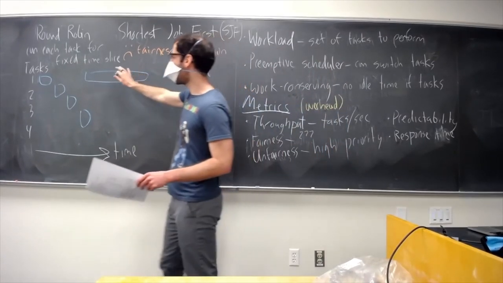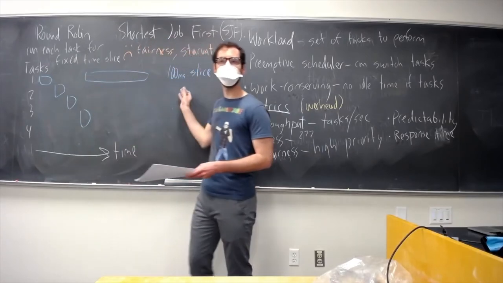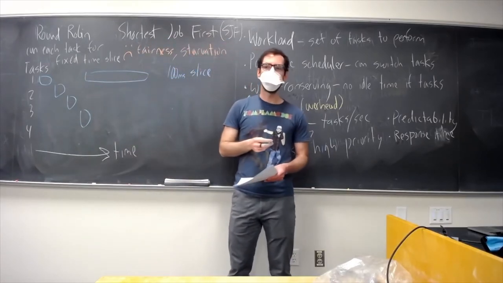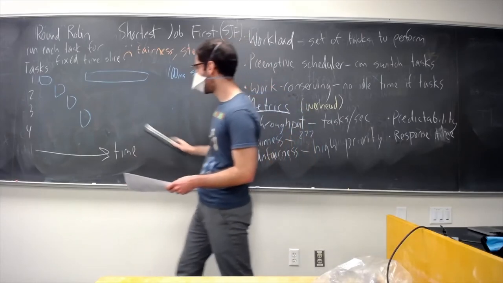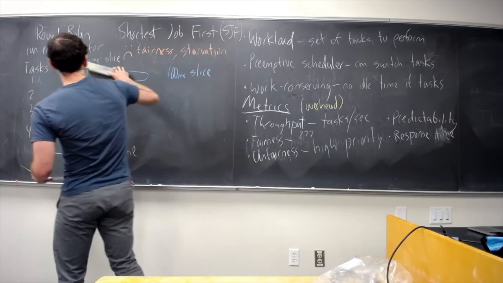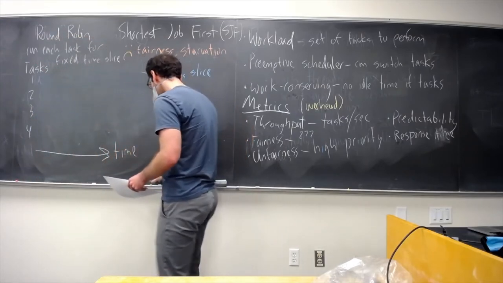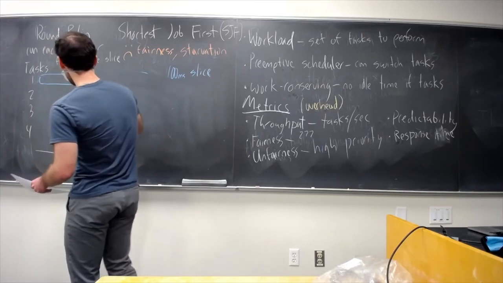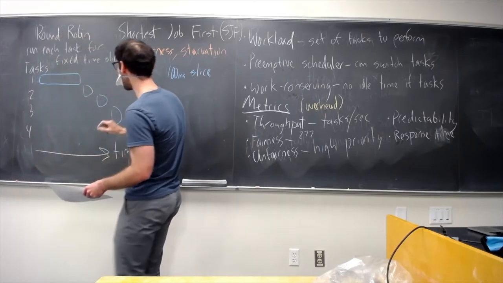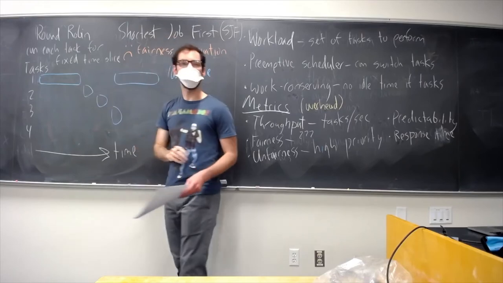any predictions of how this picture will change as I increase my time slice? You'd done the first half of task one before you went to 2, 3, 4. Exactly. Then with a longer slice, I run 100 milliseconds of task one. Then each other task gets a turn. They all finish, and then I go back to task one.